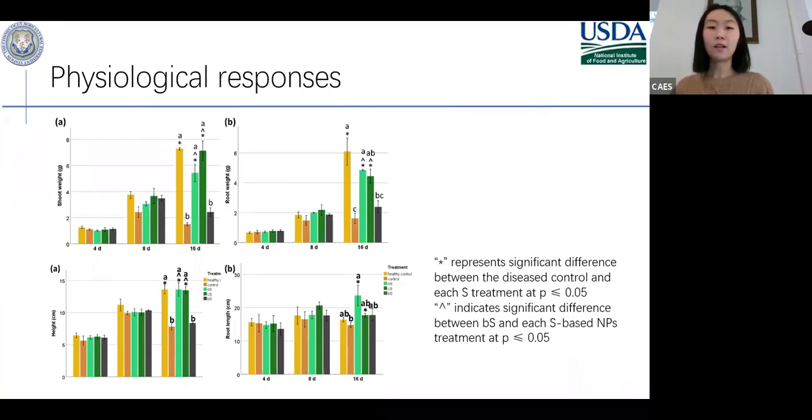So the effects are most significant at 16 days. Sorry, the impact of bulk sulfur became non-significant, but the nano and coated nanosulfur increased the shoot biomass by more than 200% and 300% respectively, and also increased the root biomass by around 200% compared with the control.